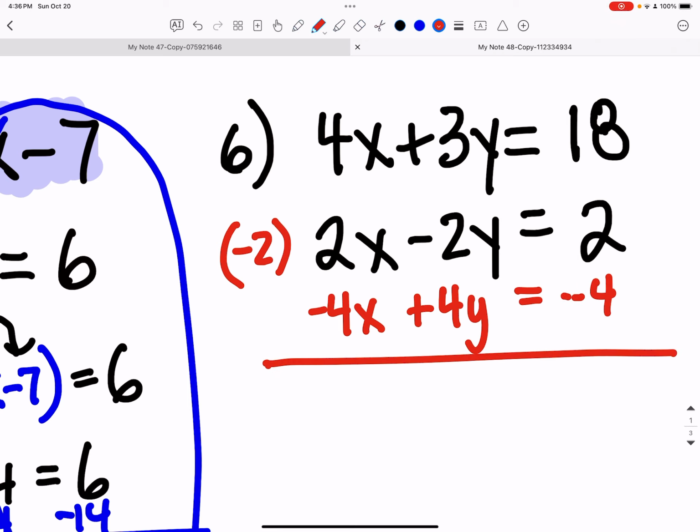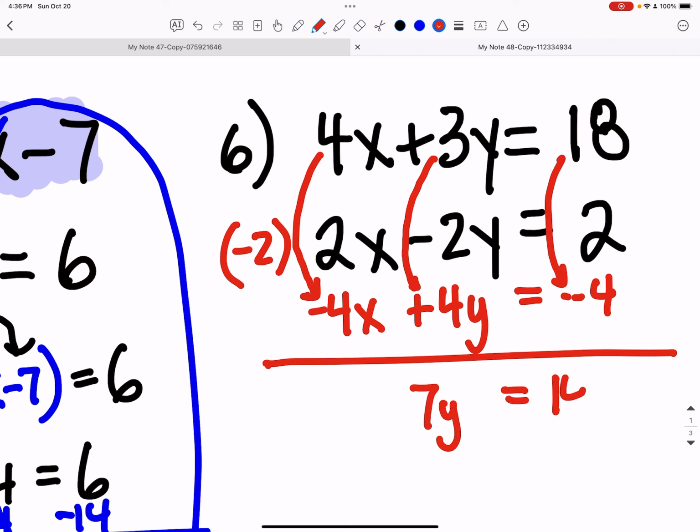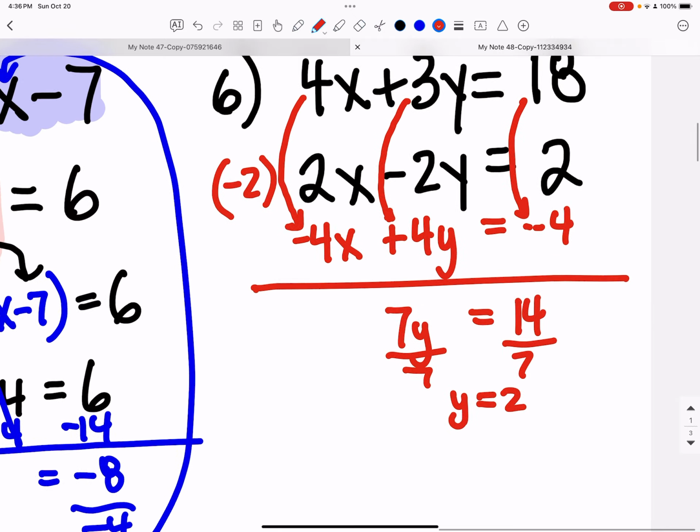Now I'm going to let them fight against each other. 4x's minus 4x's are dead. 3y's plus 4y's is 7y's. And 18 minus 4 is 14. So when I divide by 7, y's are 2's. Let's see, what's the easiest one?